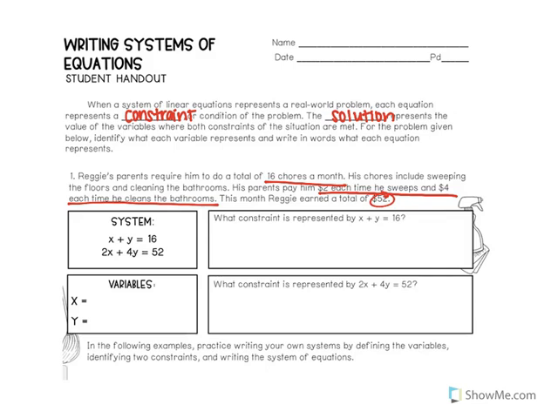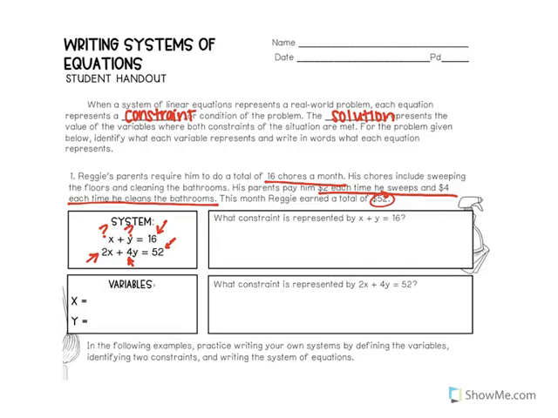So what I know is happening here is that he has to do a minimum of 16 chores. So that's where the total amount there comes from. We do not know how many of each one he does. Then we know that he gets paid $2 for sweeping and $4 for cleaning the bathroom. So that's where those numbers come from, and the 52 represents the total amount of money he's made.